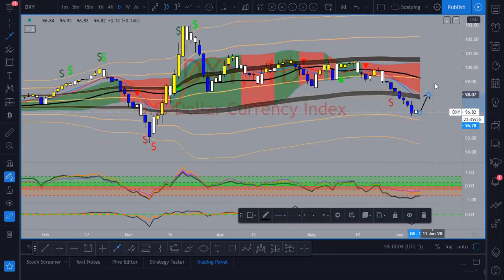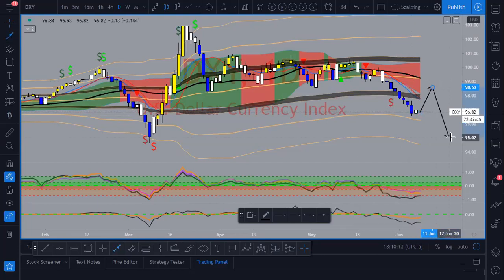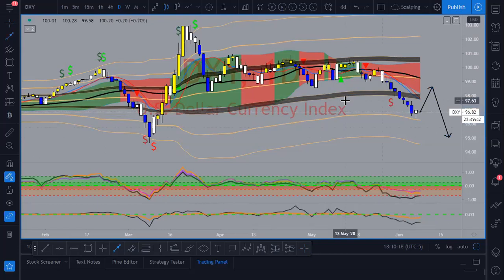But I really want to see price come back to retest this RSI line. I want to see a pretty decent pullback on this to then start dropping some more. That's what I would want to see, in particular with the US dollar.